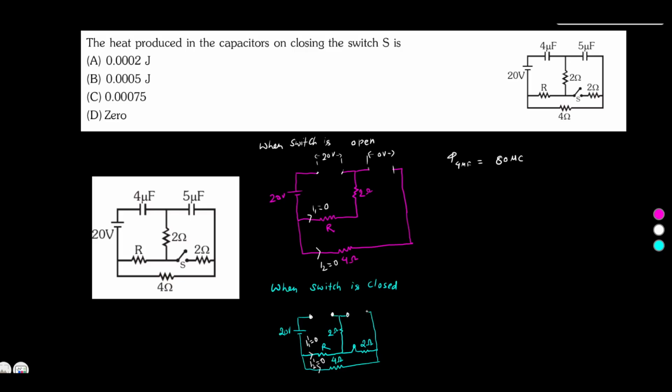So you can see that the potential difference across this remains 20 volt, and across this it remains 0 volt only. So I will say that the charge on the capacitor, this is initial, and Q for the 5 microfarad capacitor is how much here? 0. Similarly, finally, if I write, Q for the 4 microfarad capacitor is 80 microcoulomb, and Q for the 5 microfarad capacitor is 0 microcoulomb only.